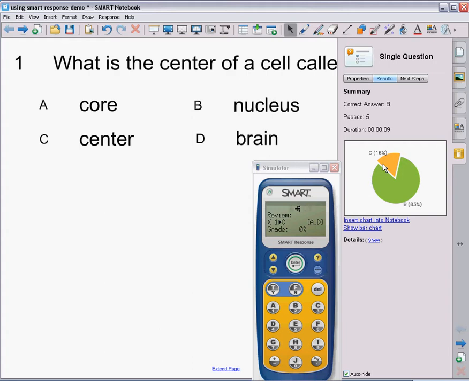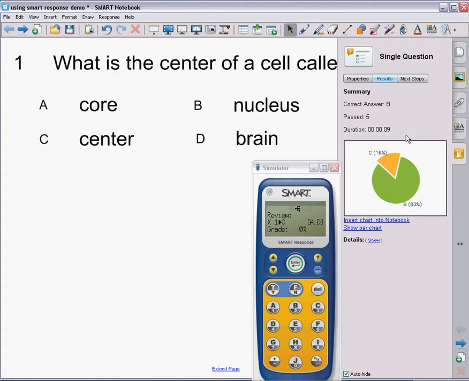The green part of this pie chart is always what the correct answer is. In this case, the correct answer is B, and 83% put B, which was correct. And then I now have this little orange piece that tells me that 16% of my students, which was, since I only had 6 remotes going, one of my remotes, got this answer wrong. It tells me 5 of my students passed. It tells me how long it took for students to answer the question completely.